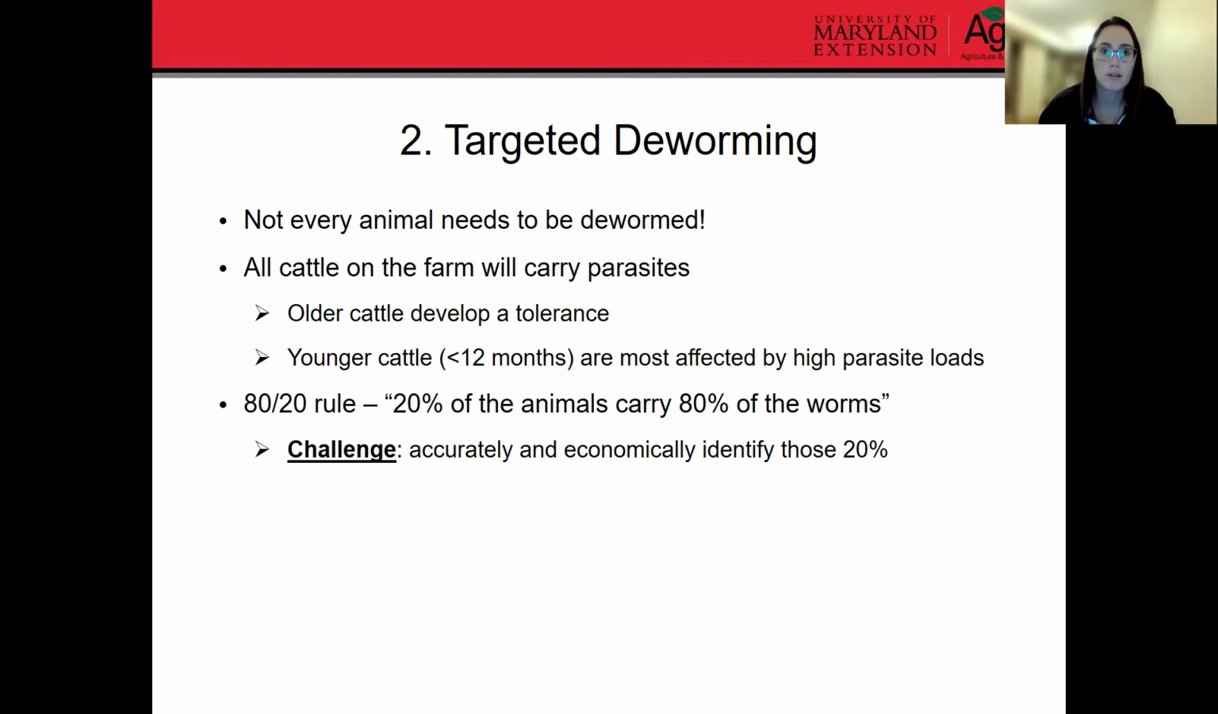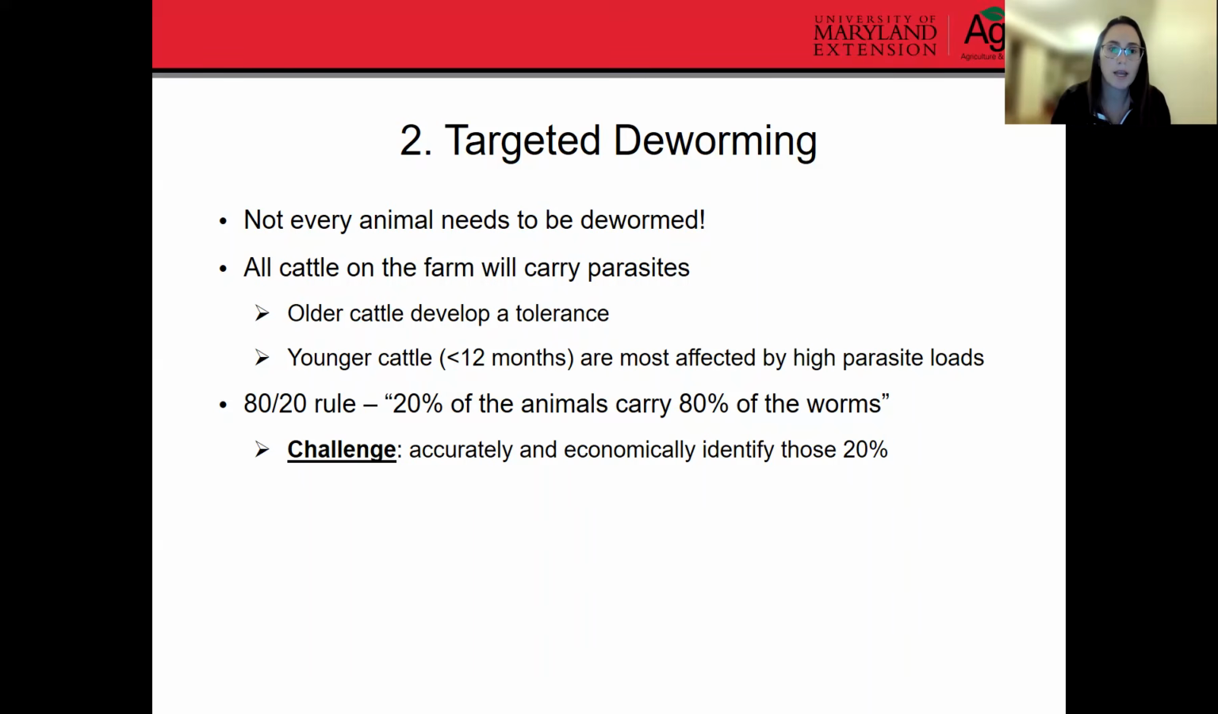The next step in our judicious deworming piece of parasite management is something called targeted deworming. The idea behind this is that not every animal in the group needs to be dewormed. Even if you have your baseline and then your composite sample comes back with a high parasite load all of a sudden, that doesn't mean every single animal in that group needs to be dewormed. As I mentioned before, all cattle on the farm will carry parasites, and older cattle generally do develop a tolerance to parasites as they age. It's the younger cattle that are going to be affected by higher parasite loads. So there are higher risk animals.